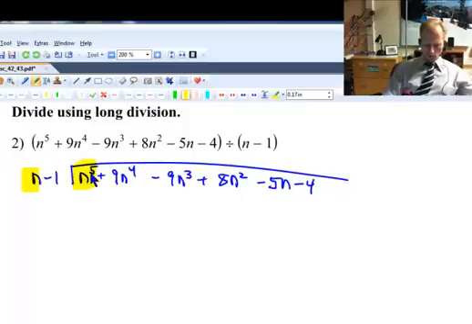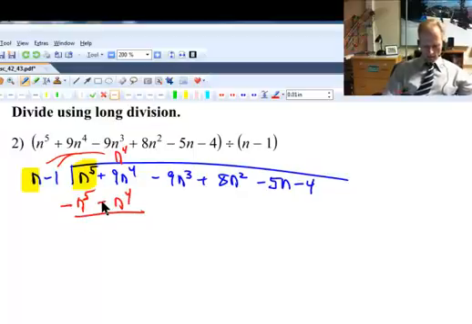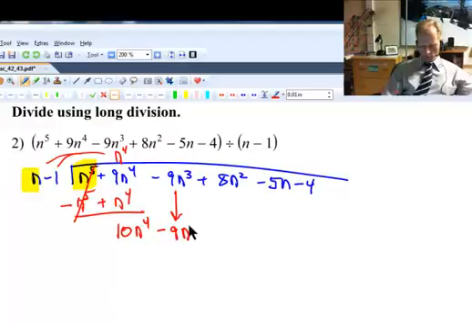So to start with, I'm looking at the n to the 5th and n to the 4th. And I'm saying, what do I multiply n by to get n to the 5th? Well, that would be n to the 4th. So when I multiply, I'm going to multiply both terms by n to the 4th. Then I'm going to subtract, and subtracting means reversing both signs. Those are going to drop out, and I'm going to get 10n to the 4th. And now I bring down the next term, the minus n cubed.